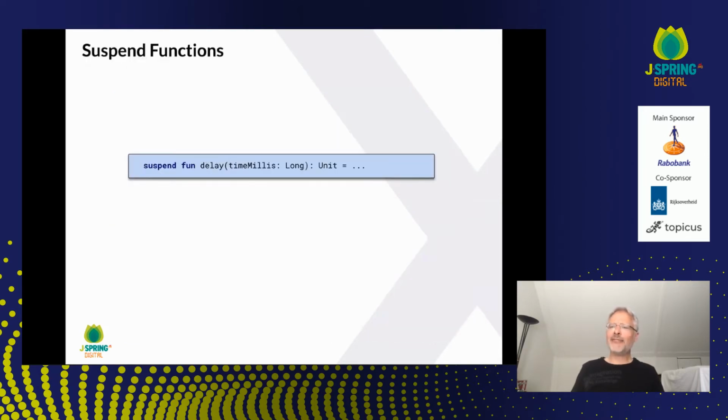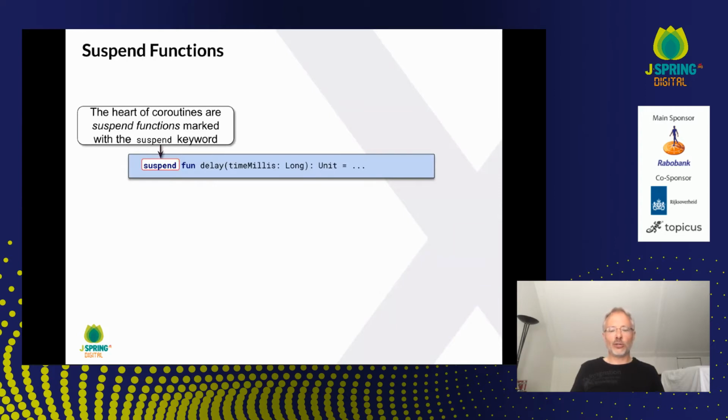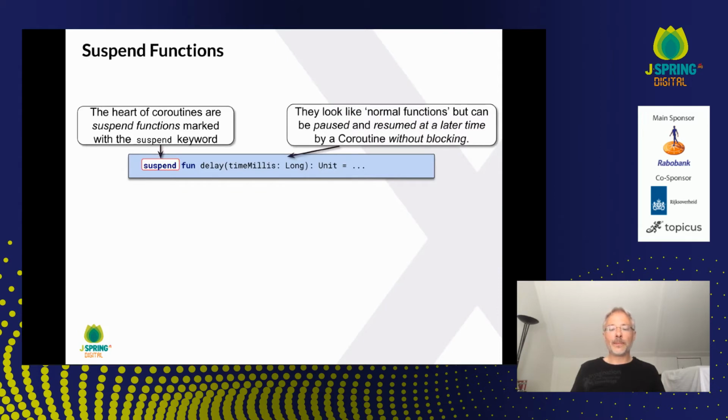Okay, so let's dive a little bit deeper and look at all these fancy keywords we saw: suspend, launch, and so on. Suspend is a very crucial construct. It's at the heart of coroutines. What it does is allow such a function to be paused and resumed at a later time. And when this happens, this pausing or resuming is done by the implementation of Kotlin, not something you have to care about. So they are really like normal functions, but they have some additional capability that they can be paused and resumed.